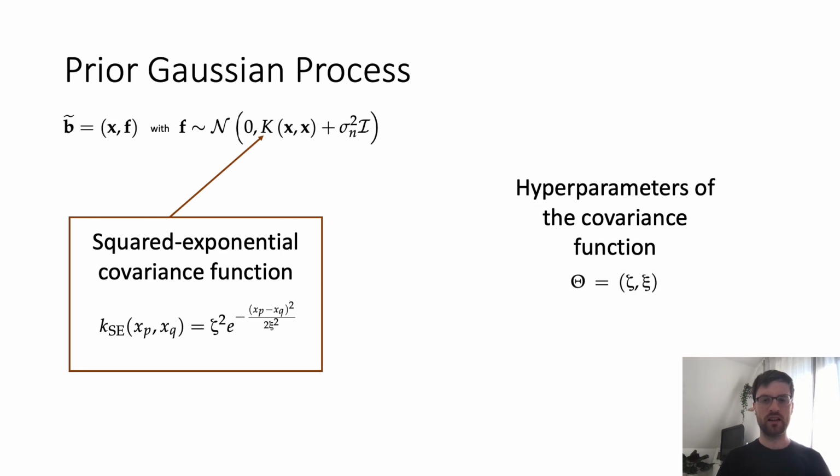This covariance function has two hyperparameters, theta and c. These parameters are, for now, undetermined. This is called the prior Gaussian process. Later on, they will be determined for each contour. This is also called the training of the Gaussian process.